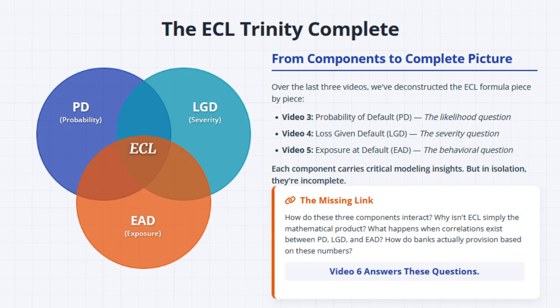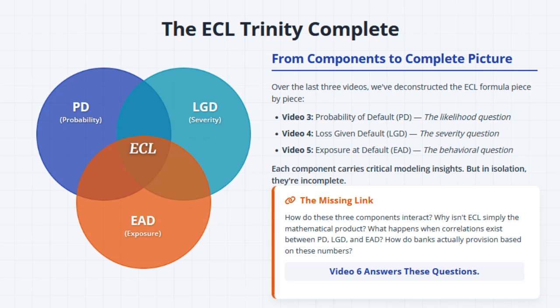The technical complexity in each one is substantial. But here's what makes this challenging. In isolation, they are incomplete. You can build perfect PD models, perfect LGD models, and perfect EAD models, and still miss the full picture. Have you thought about why? Because these three components don't exist in a vacuum. They interact with each other. And the real question is, how do they interact?